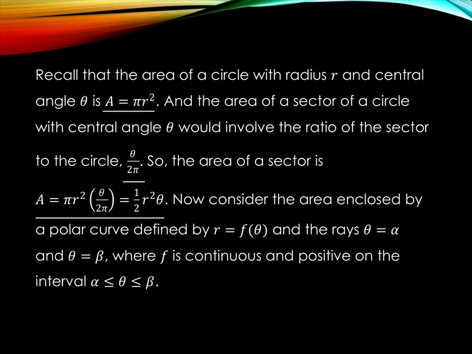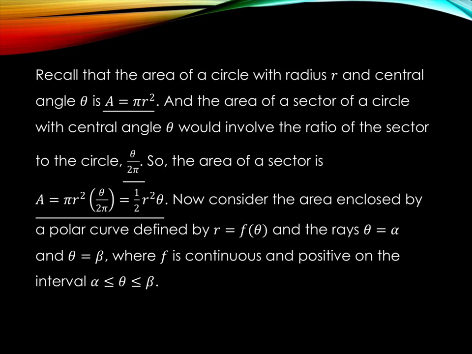Recall that the area of a circle with radius r is pi r squared. The area of a sector of a circle with central angle theta would involve the ratio of the sector to the circle, theta over 2 pi. All right, so that's our angle ratio. So the area of a sector would be pi r squared times the ratio theta over 2 pi, and if we simplify that, we get 1/2 r squared theta.